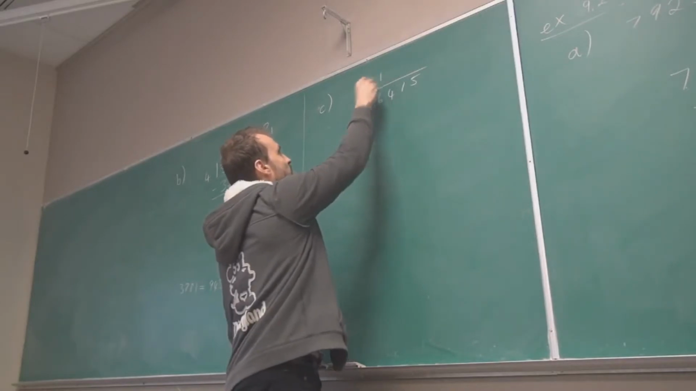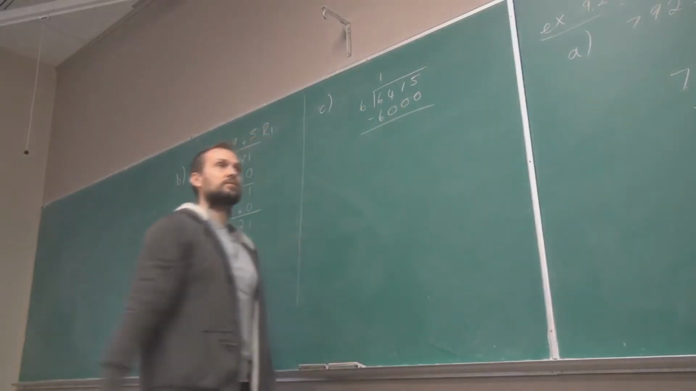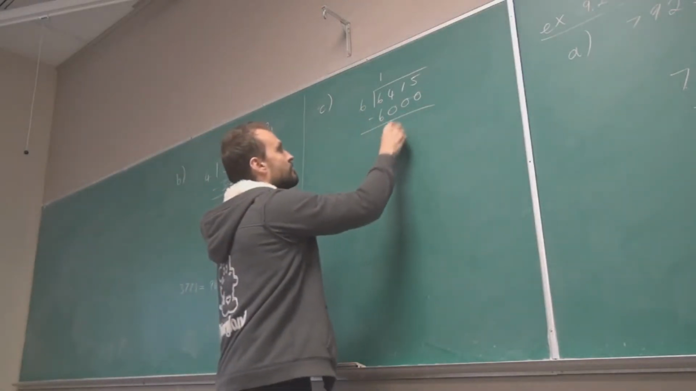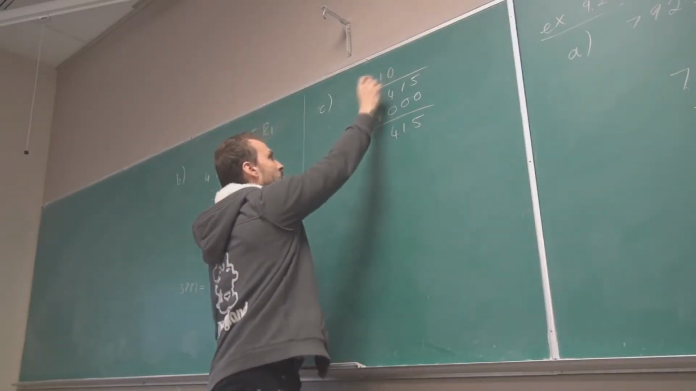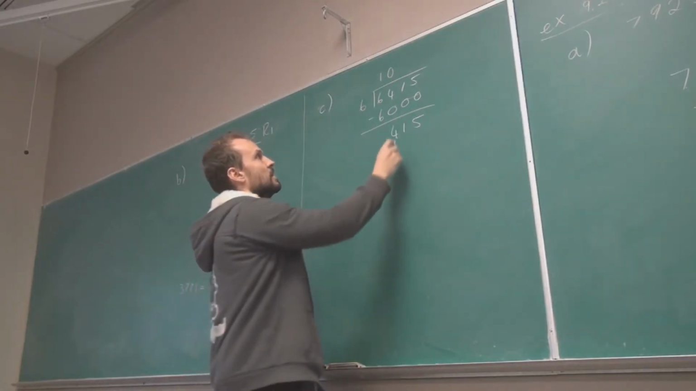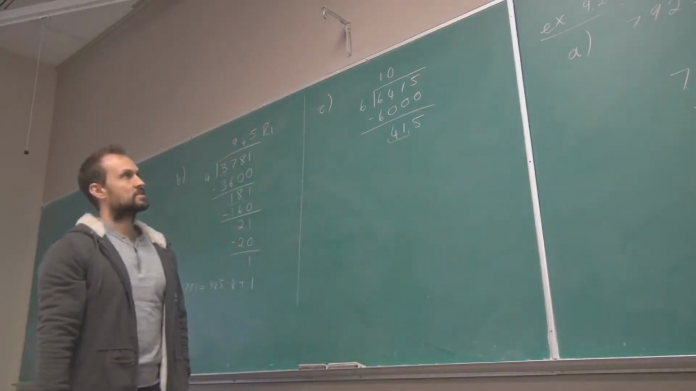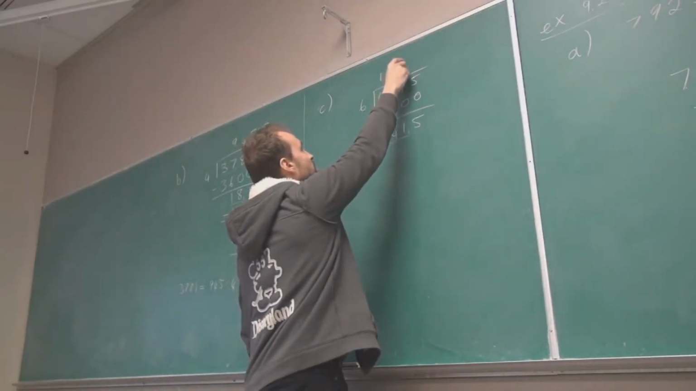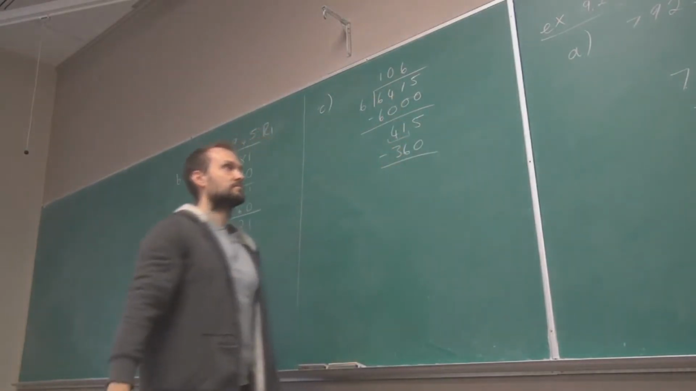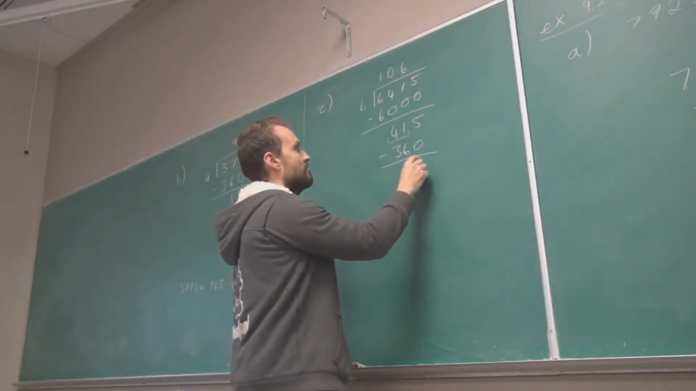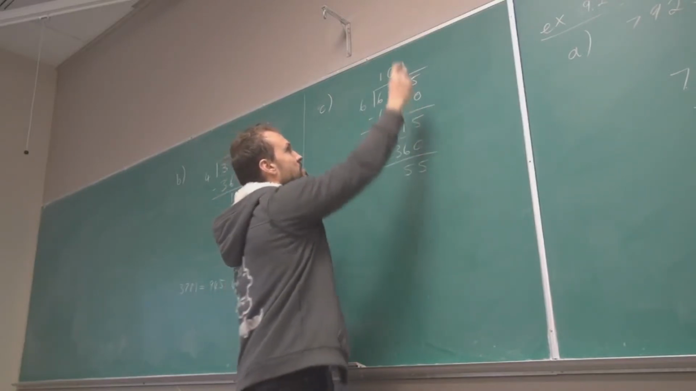6 goes into 6 once. 1 times 6 is 6, but it's really 6,000 because I'm working in the thousands. Then I have 415 left. 6 goes into 4 0 times, and I'm not doing anything. I can bring down the 0, but nothing happens. Then I can look at 41. 6 goes into 41. 6 times 6 is 36, which is really 360 because I'm in the tens. Take that away, I have 5 and a 5. Then 6 goes into 55.